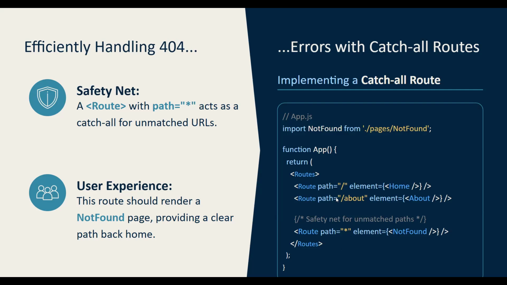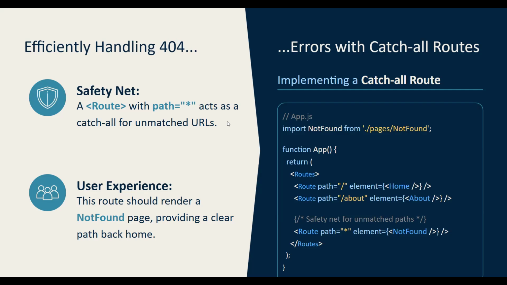That route acts as a safety net for any URL that does not match the URLs that have been explicitly defined by us. So in this example, we have our different routes, like the normal forward slash and the slash about. But at the bottom, we have also added our safety net for unmatched paths. If none of the earlier routes match, then React Router falls back to the NotFound component.